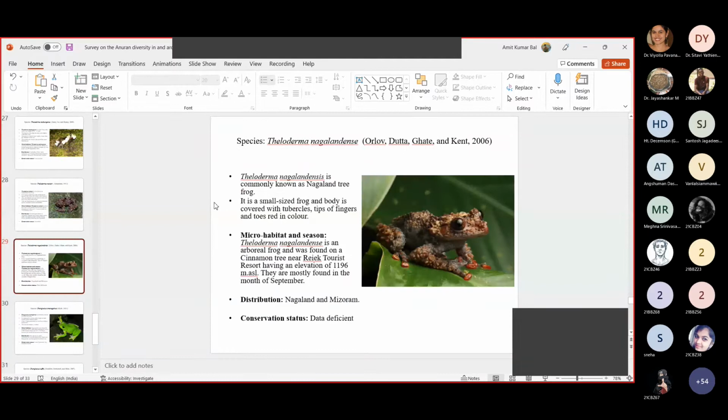We have the Theloderma nagalandense. It is also commonly known as a Nagaland tree frog. It is a small sized frog and the body is covered with tubercles and the tip of the fingers and toes are red in color. They are arboreal frogs and are found on cinnamon tree near Tourist Resort with an elevation of around 1,196 meters.